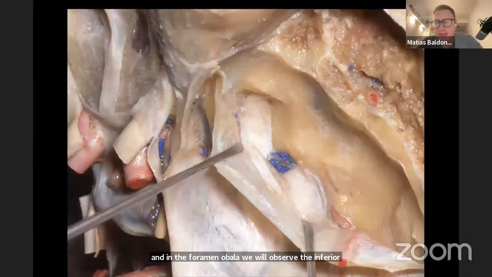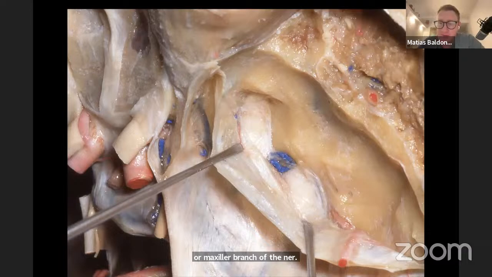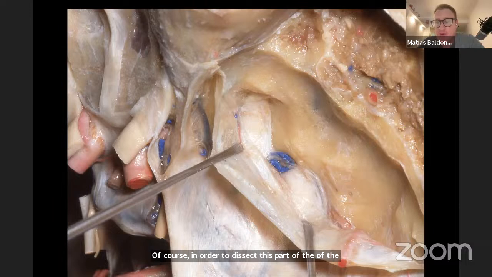Of course, in order to dissect this part of the nerve that is located in the middle fossa, it's mandatory to perform a middle fossa peeling.